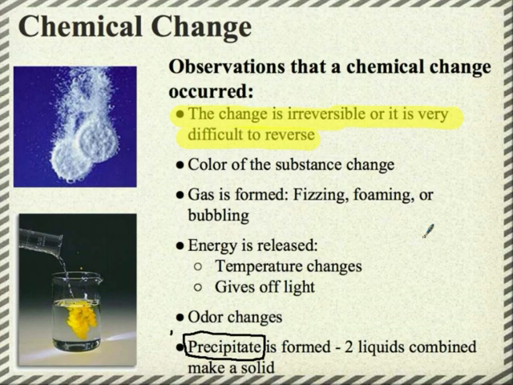So these are a lot of the observations. When you mix chemicals together and you see these things happening, it tells you clearly that a chemical change occurred, and that the chemical has actually changed into a different chemical with different chemical properties. That's the reason why it's called a chemical change.